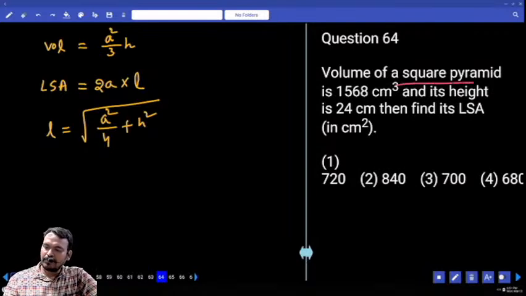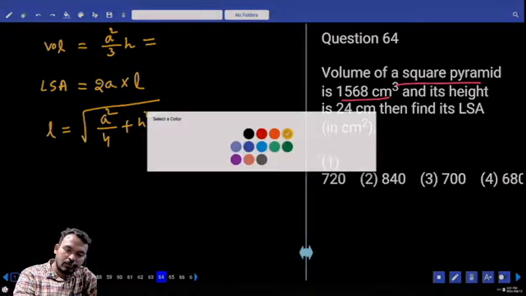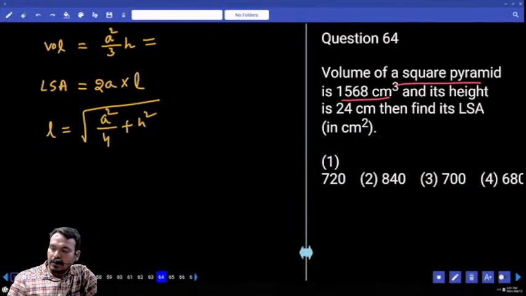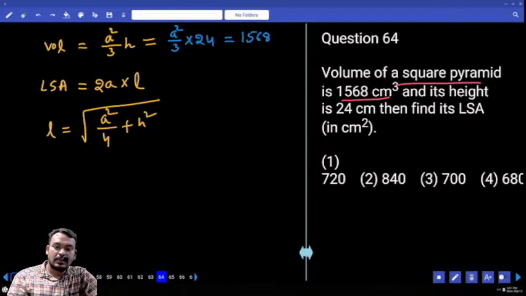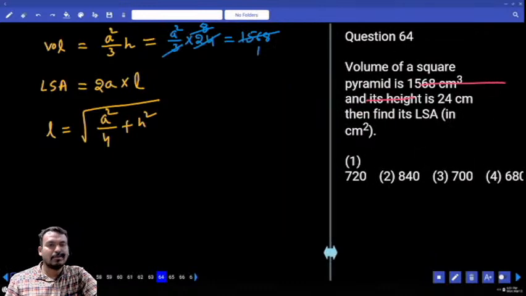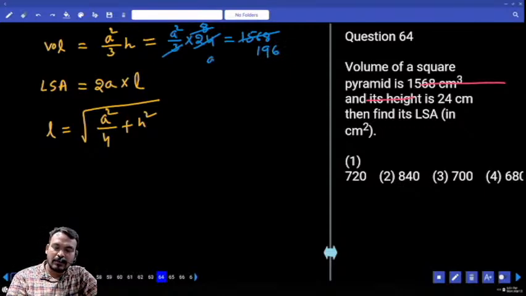First of all, the volume of the square pyramid is 1568. That is equal to A square by 3 into the height value, 24. 1568 divided by 3 is almost how many times? 8 times. 8 ones are 8. What is the remaining? 7, 76 means 9 times, 6 times. Then A is equal to 14. A value is 14.